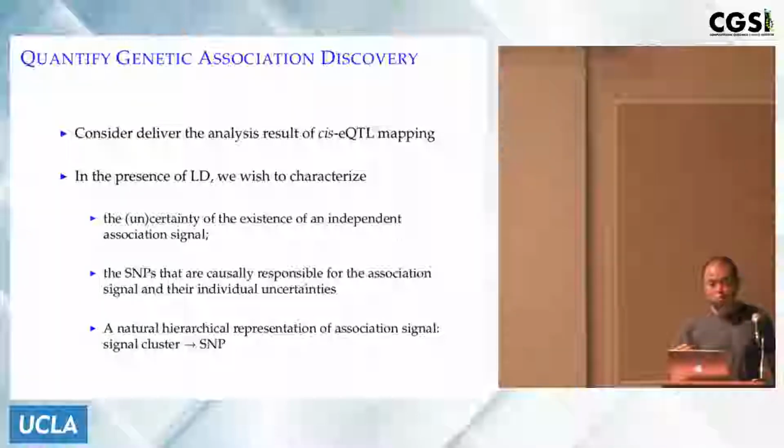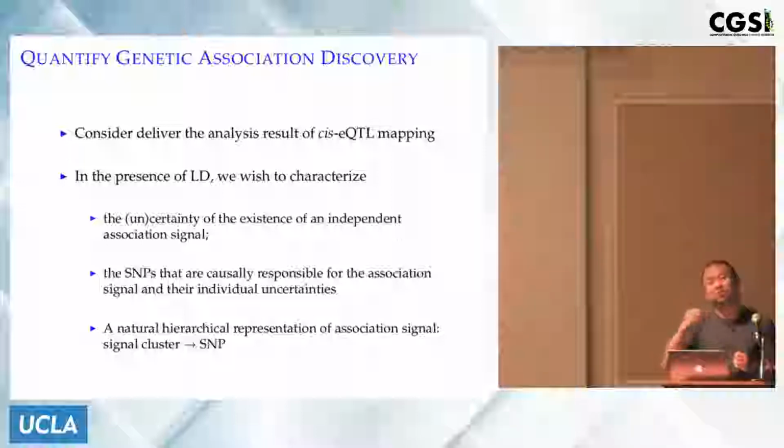The second level of the question is, we argue, which SNPs are causally responsible for that signal. Because of the LD, we'll see an example right after this, you may not be able to confidently say this particular SNP A is causal, SNP B is causal, but you may be able to say this set of SNPs are potentially causal, and they are responsible for that single association signal.